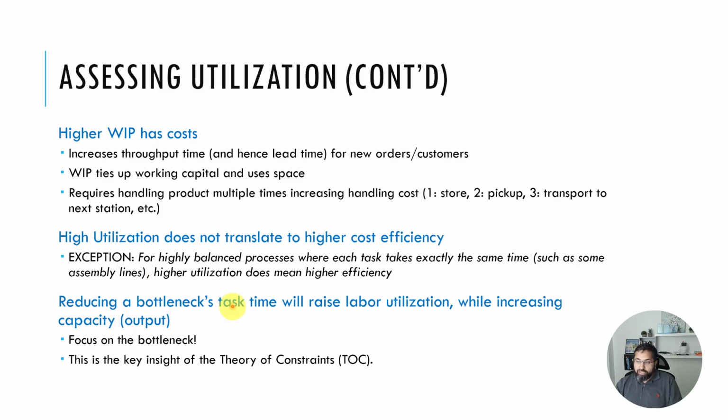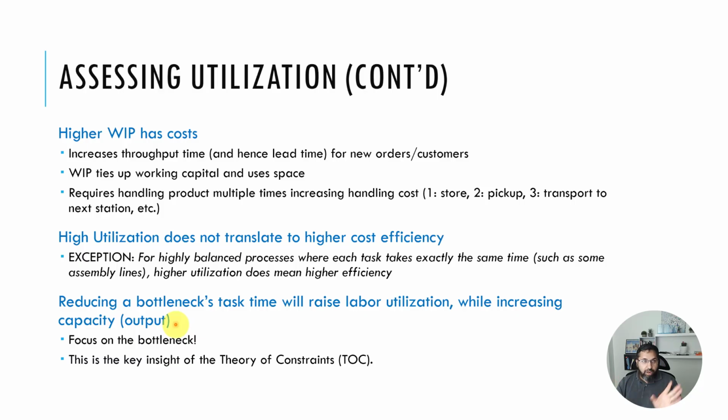Reducing a bottleneck's task time will raise utilization while increasing output. So that is the way to go, not just make the people who have idle time work more and just make WIP. You attack the bottleneck. An amazing book, which really shows you real-life examples on how to do this, is the book called The Goal by Eli Goldratt. The Goal, T-H-E, The Goal, G-O-A-L, by Eli Goldratt.